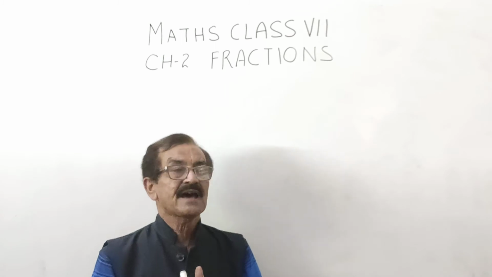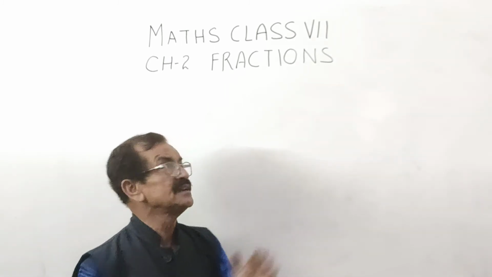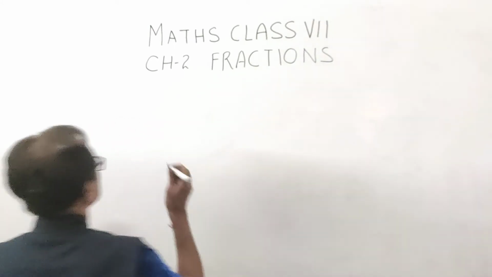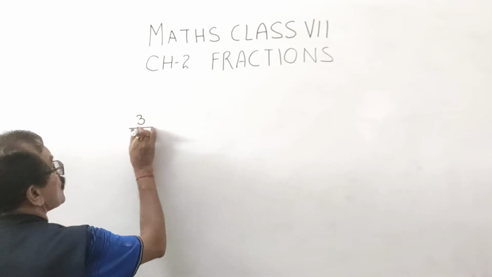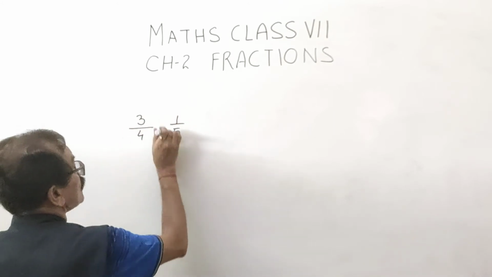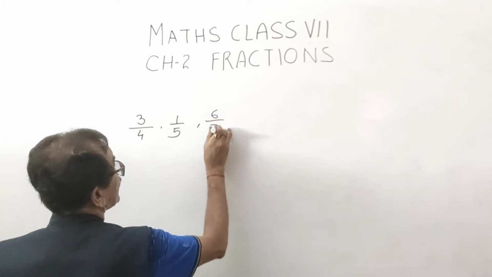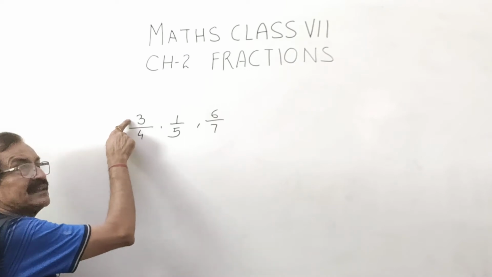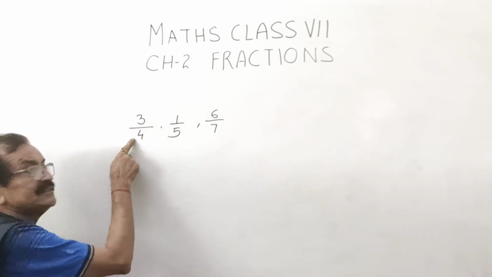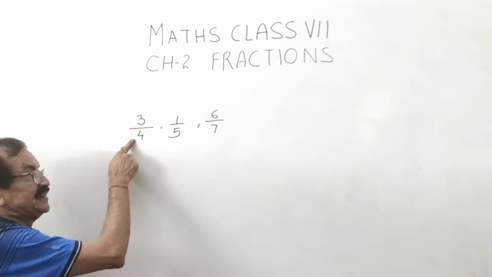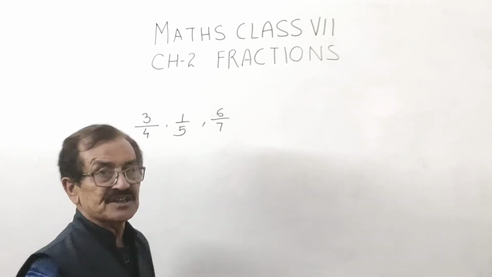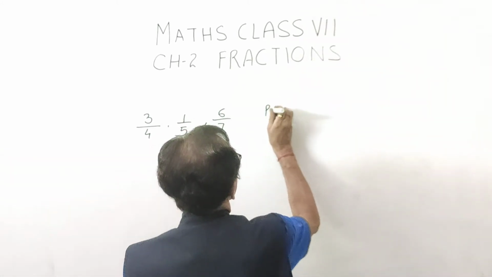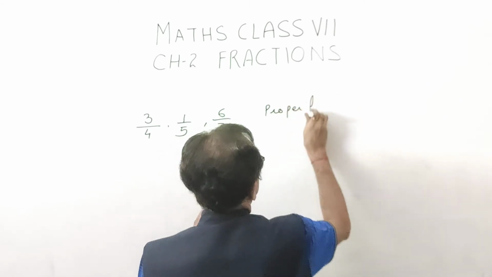But before that, we have to be very clear with certain terms related to fractions. Now, as we know, a fraction is a part of something. So when I write 3/4 or 1/5 or 6/7 and so on, here we see that the numerator, the term at the top, is smaller than the term at the bottom, that is denominator. So, such fractions are called proper fractions.